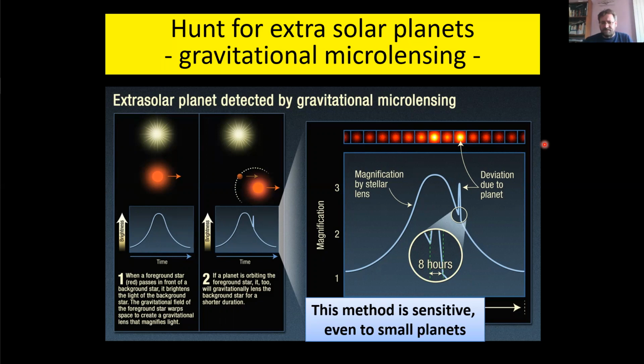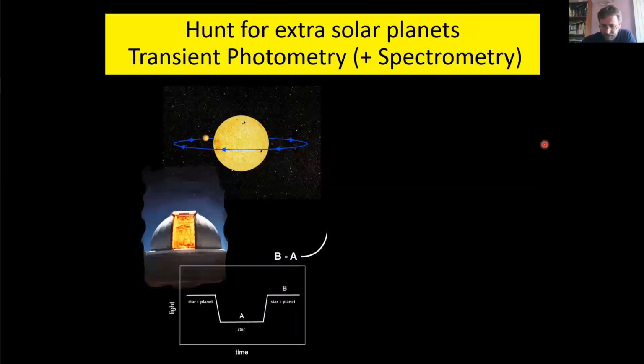How often is this the case? Given enough stars, there might be a couple of cases. Yet nowadays, what is used is transit photometry and perhaps even spectroscopy methods.